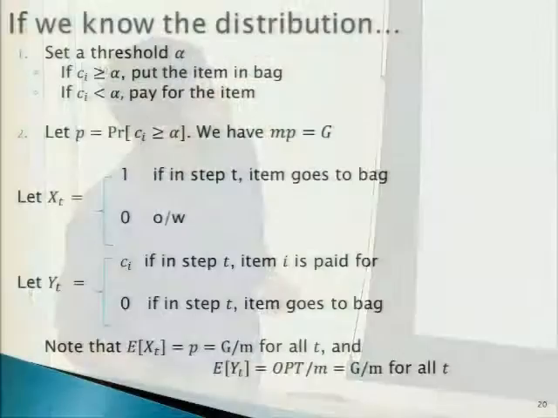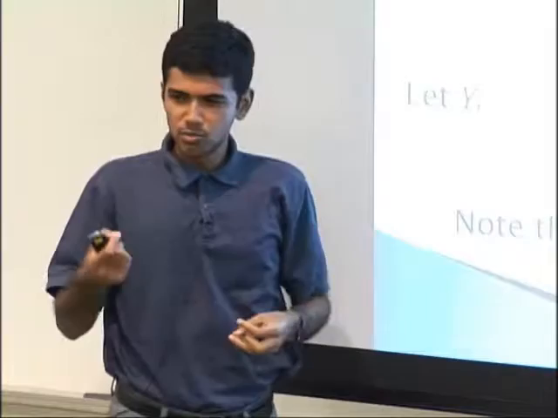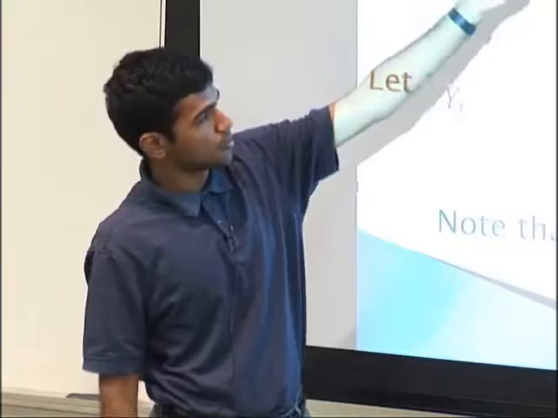So the first step is, suppose we knew the distribution from which these costs arrive, then what can we do? Then we can do a very simple algorithm. You can set some threshold alpha, and then say that if the cost is more than alpha, then I'm going to put the item in the bag. It's too much for me to pay. If the cost is less than alpha, then I pay for it. Okay. And you choose this threshold alpha so that the probability p that this cost is more than alpha is such that the expected number of items which are going into the bag, m p, is equal to G. The bag doesn't spill. Okay. Now, you calculate this threshold, and you do this for the online algorithm, and you can prove that this online algorithm does very well. And that's what I'm going to analyze now.